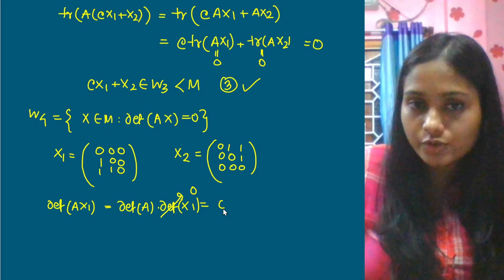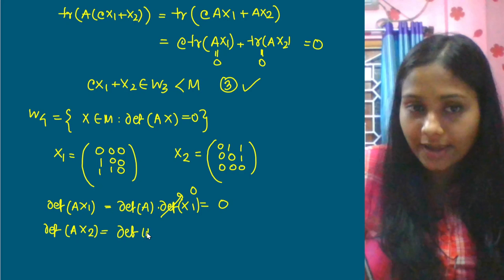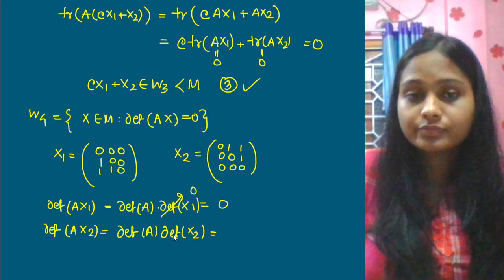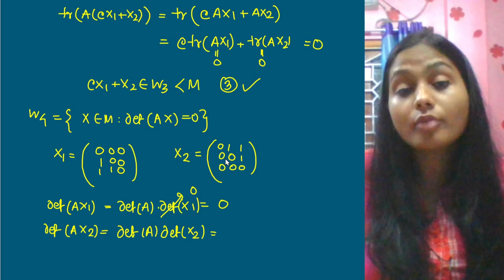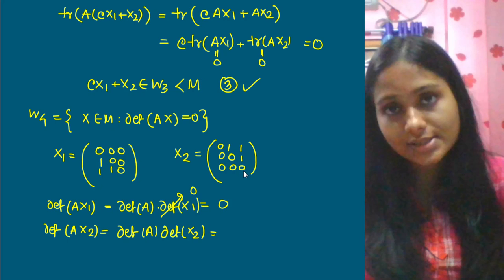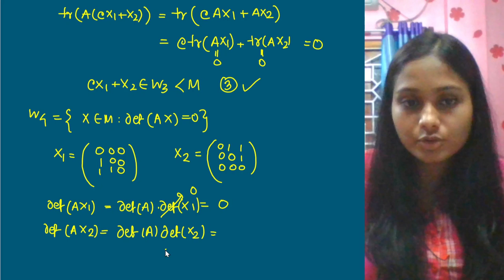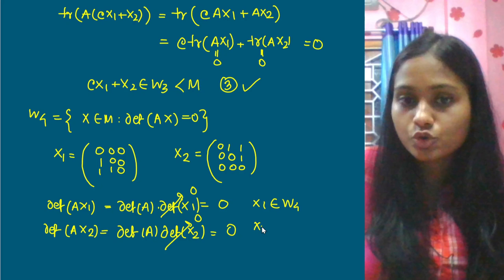In a similar manner, we can say that determinant of Ax2 equals determinant of A into determinant of x2. What is x2? x2 is an upper triangular matrix. So, in case of an upper triangular matrix, the determinant of that matrix is the multiplication of its diagonal elements. So, here the diagonal elements are all 0. So, determinant of x2 is also 0. So, this whole is 0. So, clearly x1 belongs to W4, x2 belongs to W4.